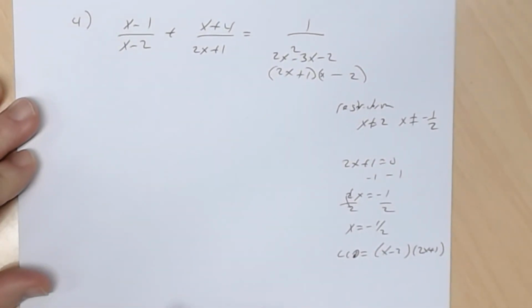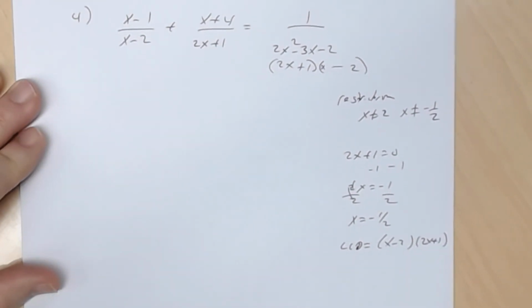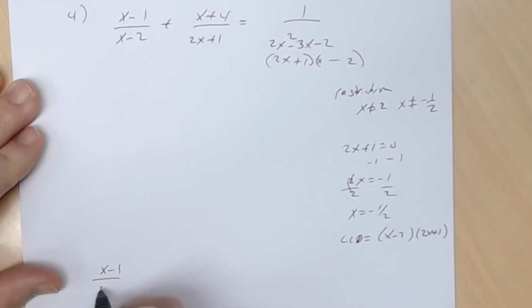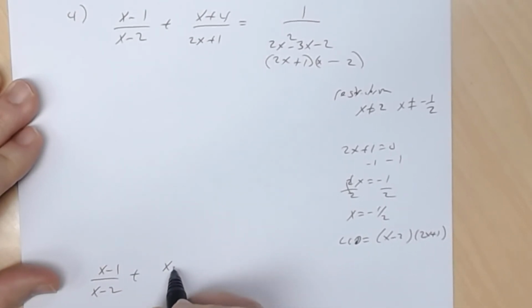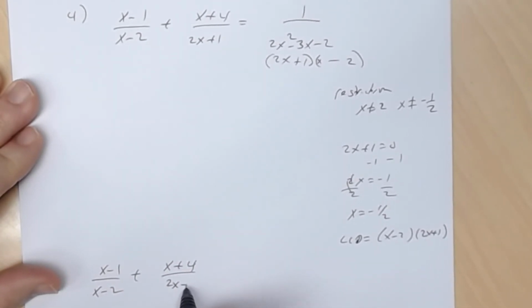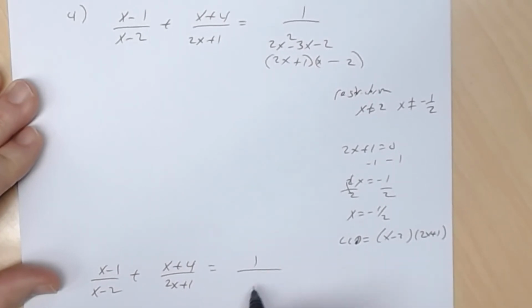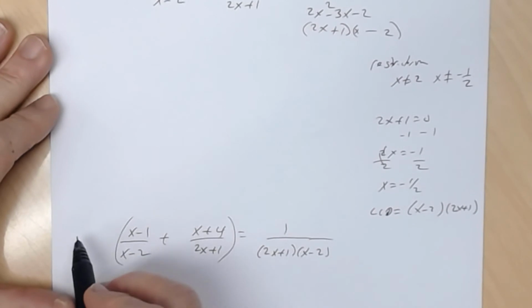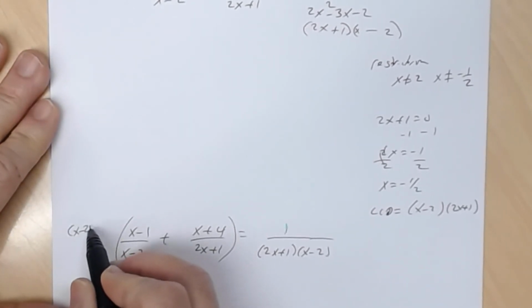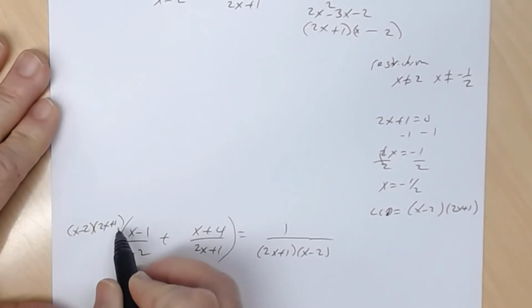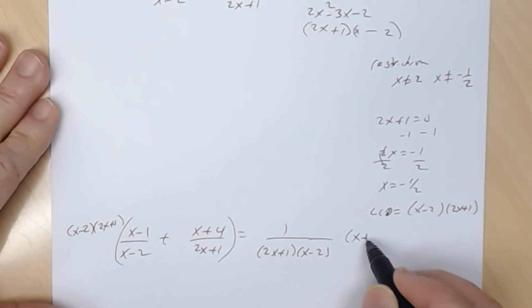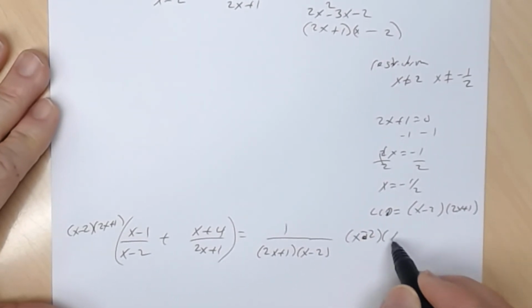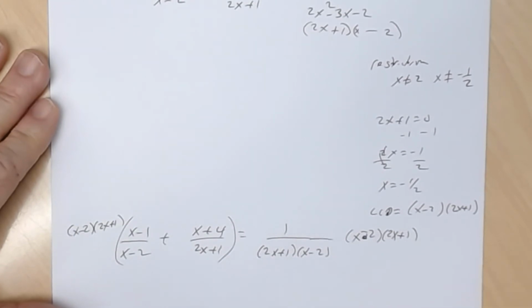All right, so on a rewrite, I'm going to say x minus 1 divided by x minus 2 plus x plus 4 divided by 2x plus 1 equal 1 divided by, in parentheses, the factored part, 2x plus 1 times x minus 2. Okay? And I'm going to multiply both sides by the LCD. X minus 2, 2x plus 1, times x minus 2, times 2x plus 1. Okay?